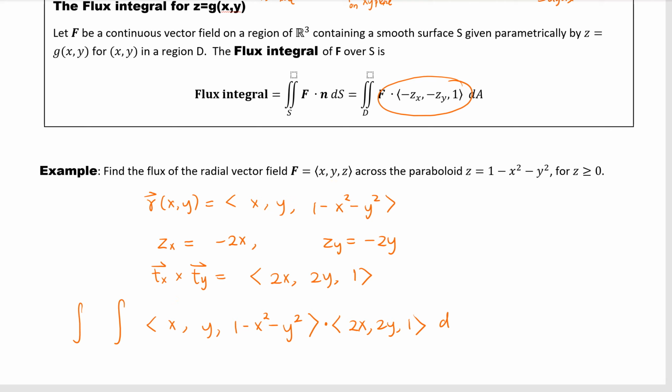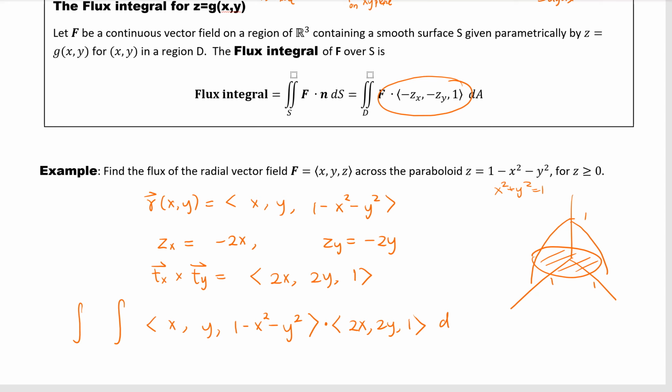And let's see. Oh, we still need to figure out the x and y. Let's draw a picture. This is a paraboloid. When z is 0, we get x squared plus y squared is 1, right? So that's the unit circle. When x and y are both 0, we get z equals 1. So this is the paraboloid, and z is greater or equal to 0. So we know x and y is in the circle.